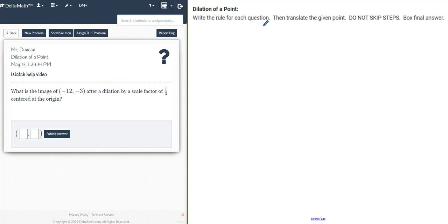First of all, we're going to write the rule for each question. So x comma y will be, in this case, transformed by a dilation. And the way that we show the rule for it is we're just going to take the scale factor, which is 1/3, and we multiply 1/3 times our x value, and then we multiply 1/3 by our y value. That's all we have to do. So the point they gave us here is negative 12, negative 3. So I'm going to write underneath that negative 12 comma negative 3.